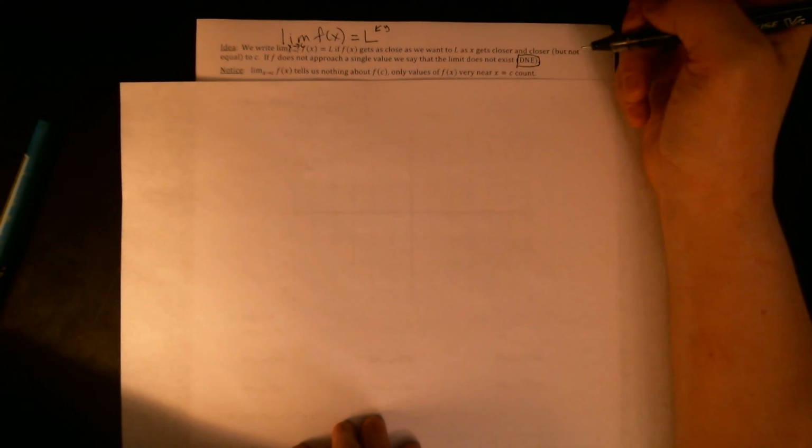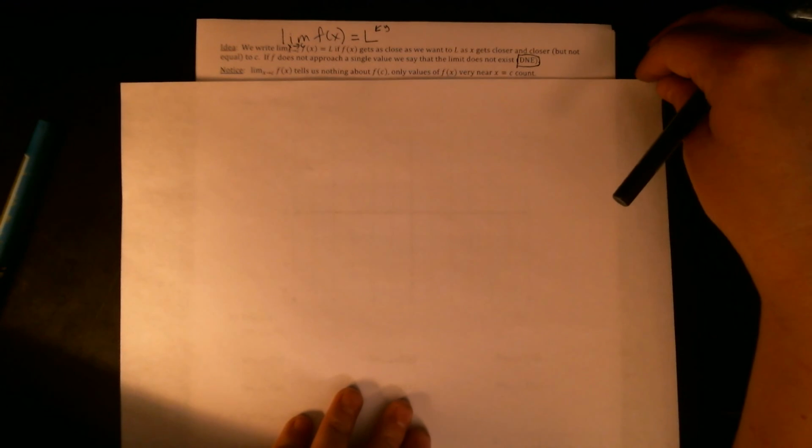Really important, if our function doesn't approach a single value when we look at the two sides of x equals c, things a little bigger and things a little smaller than c, then the limit does not exist. So this d and e we'll have to use whenever we get different y values on either side of x equals c. So discontinuities are going to be potentially trouble for us.